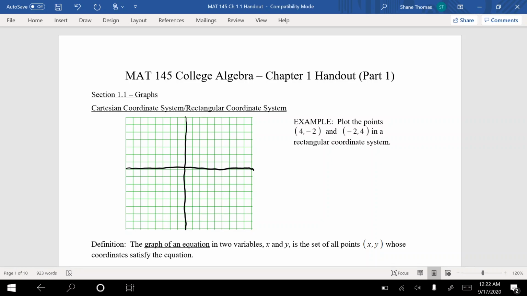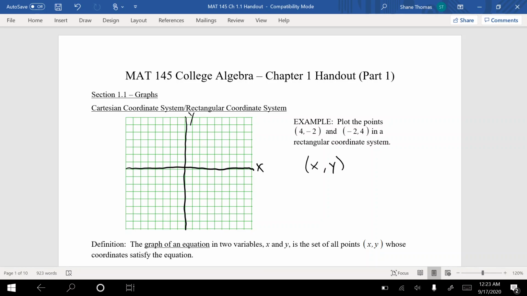So, section 1.1 is on graphs and graphing within the coordinate plane. So first thing, we're just going to remember what the Cartesian coordinate system looks like, or everything we base off of. We have our x-axis, we have our y-axis. If we want to graph points, anytime we have a point in an ordered pair, the first term is our x term, second term is our y term.